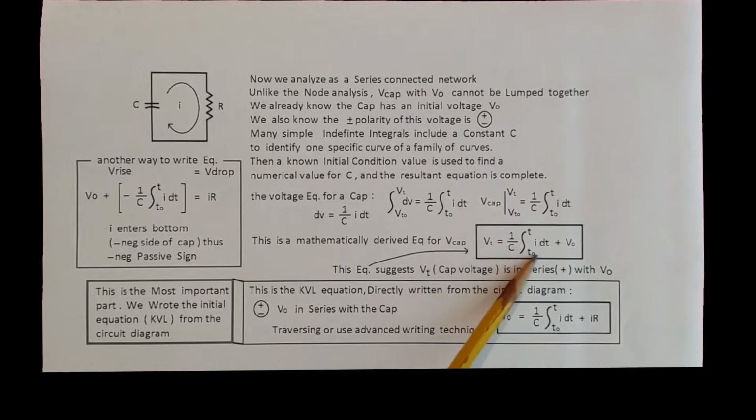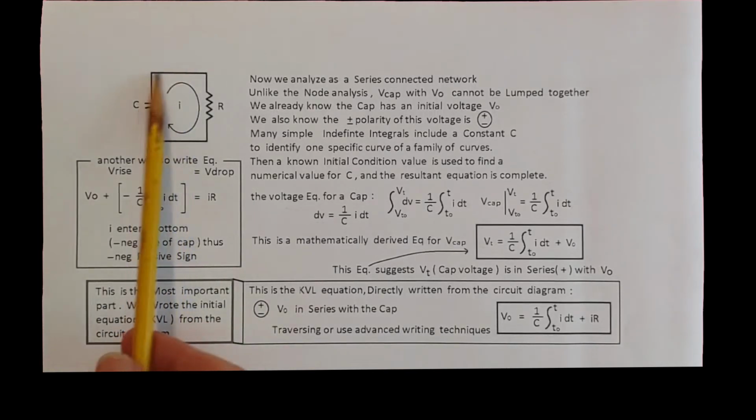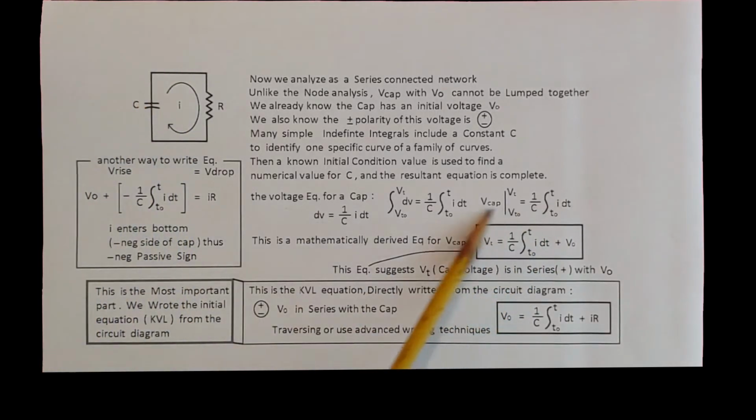It's the capacitor voltage plus the DC voltage, something that we didn't encounter when we used the node analysis. So we don't get that simple consolidation of node voltage equal to the entire cap voltage. Mathematically, this is what it is.